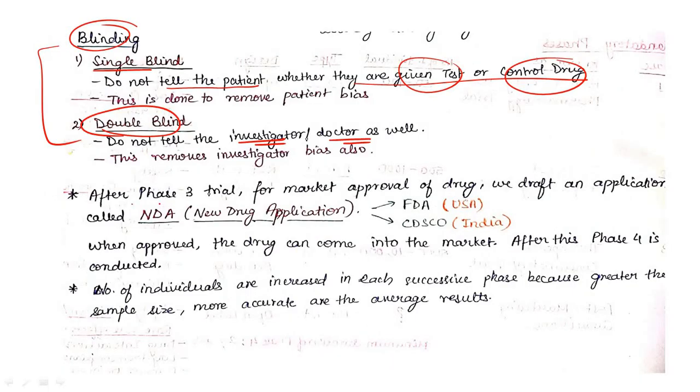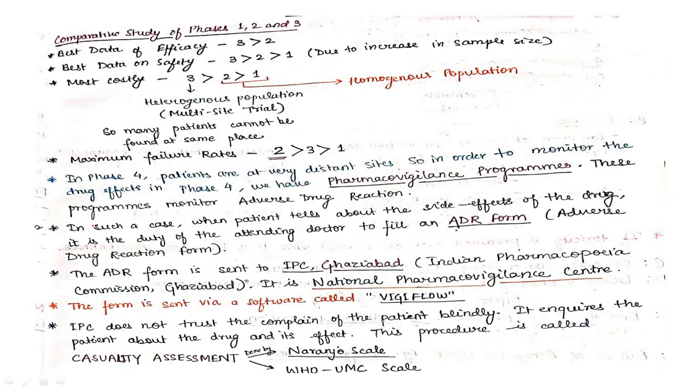Now coming to this, after the phase 3 trial, for market approval of the drug, we draft an application which is known as NDA, that is new drug application. In India, CDSCO regulates this and in the USA the FDA regulates this, and after approval of this, the drug comes into the market, and after that phase 4 is conducted. Getting it?